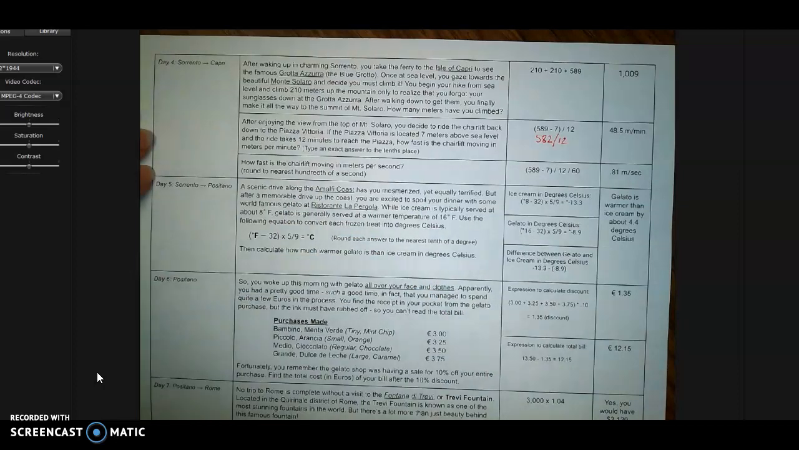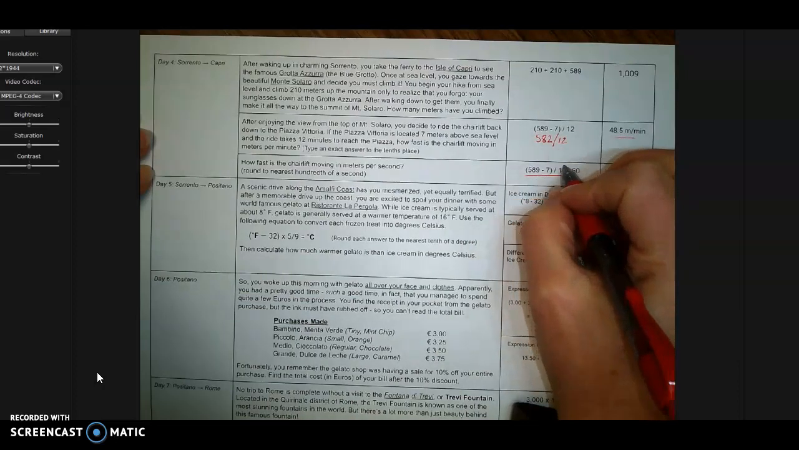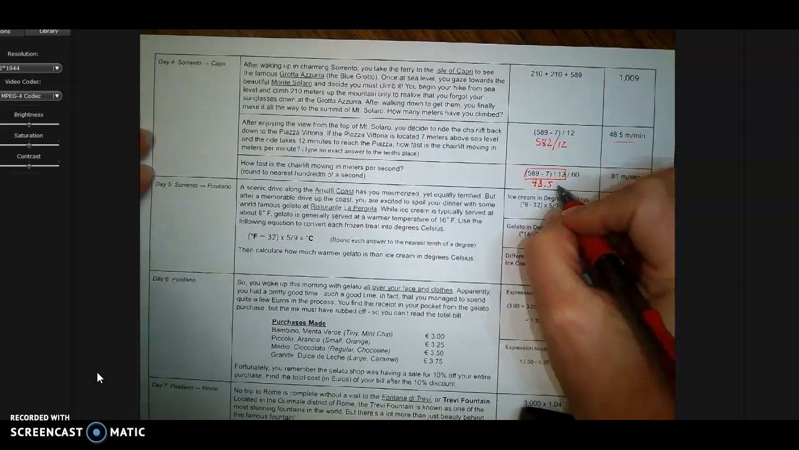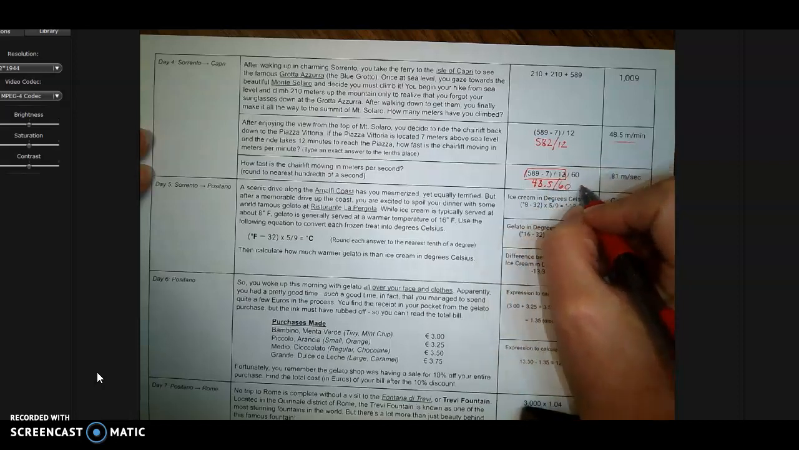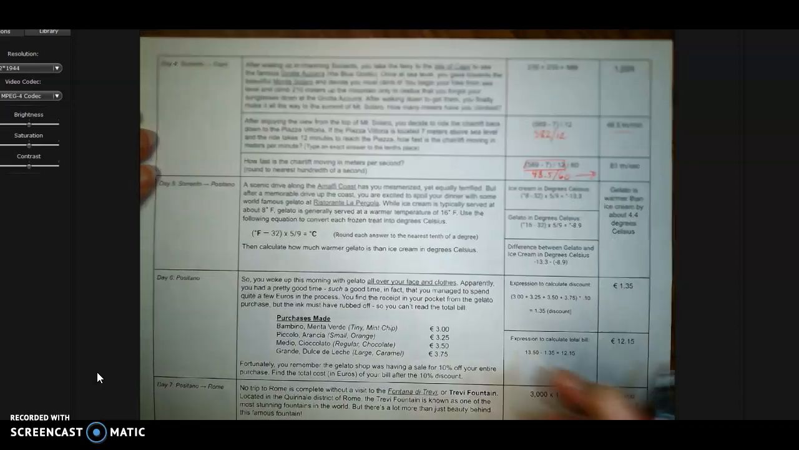Then it says how fast am I going in meters per second. So I'm going to take this right here and I'm going to divide it. So this gives me the 48.5, and that is in minutes. So I'm going to divide it by 60 and find out how far I'm traveling per second.